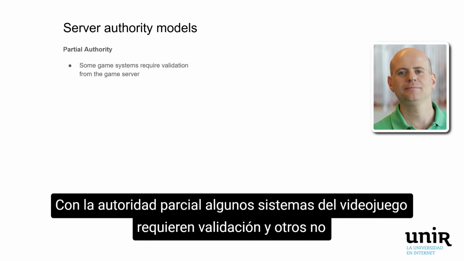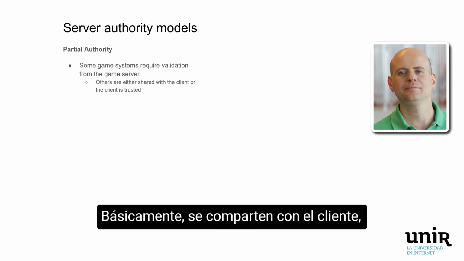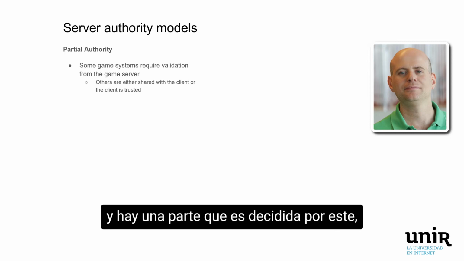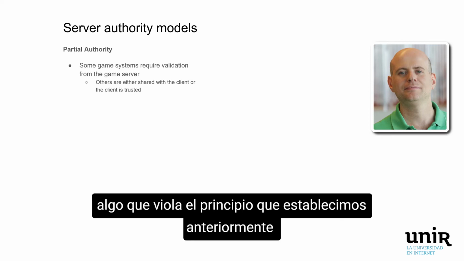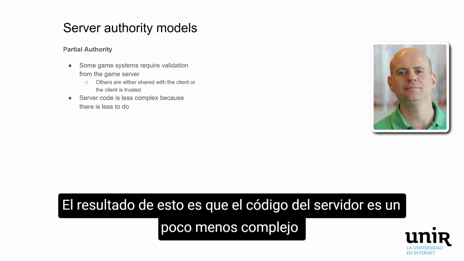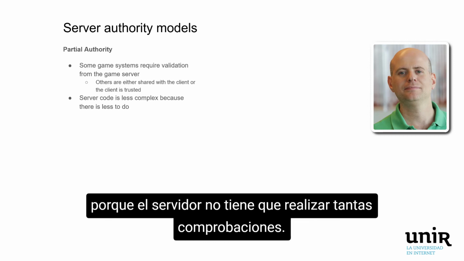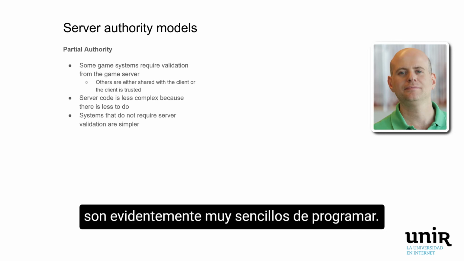In partial authority, some game systems require validation and some others do not, and are left to the control of the clients. So basically, they're shared with the client, like there is some part of something that is decided by the client, so there is some degree of client trust. So this violates the principle of never trusting the client that we established earlier. And the result is that the server code is a little bit less complex because the server doesn't have to check so much, right? So the systems that do not need any server validation obviously are very simple to write.